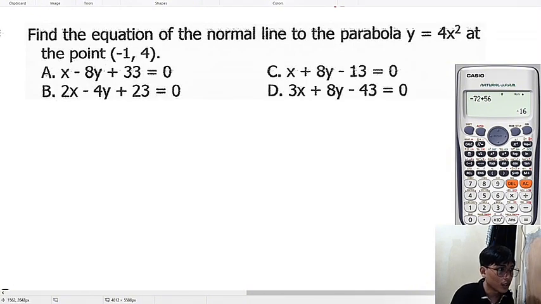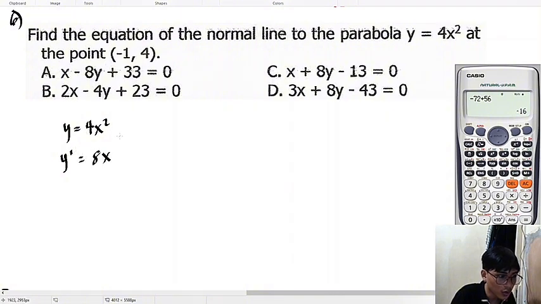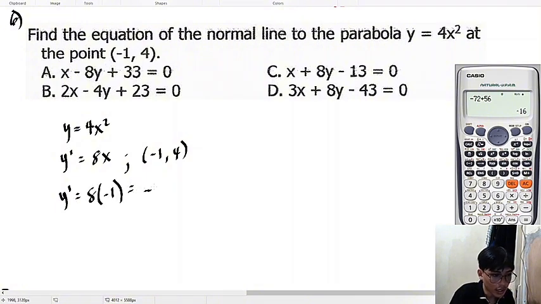Okay, example number 6. Find the equation of the normal line to the parabola y equals 4x squared at the point (-1, 4). Same again, we have to find the first derivative of this function. So y equals 4x squared. To get the slope, we have y prime is equal to 2 times 4 is 8, and then 2 minus 1 is 1. So we have here 8x. And then substitute negative 1 into this equation. So y prime is simply 8 times negative 1, which is equal to negative 8.